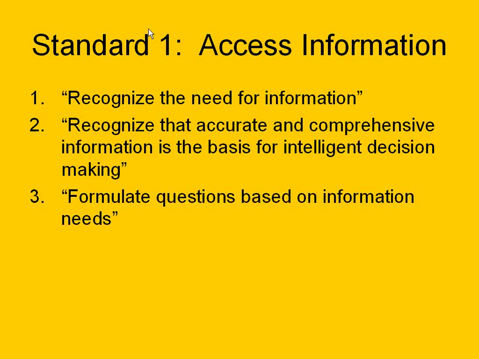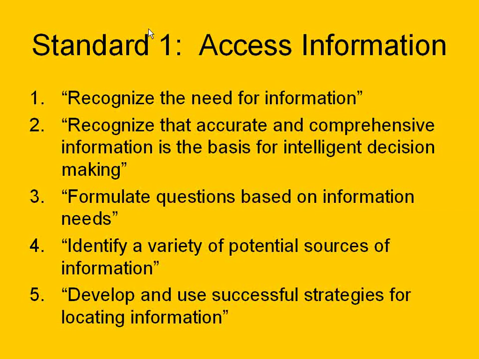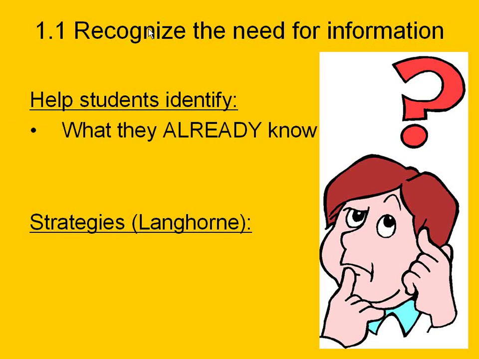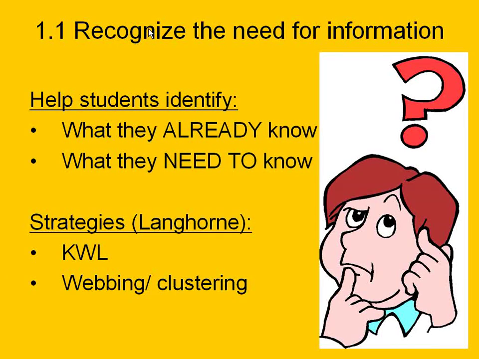The third indicator is to formulate questions based on information needs. They must also identify a variety of potential sources of information and develop and use successful strategies for locating information. To teach students to recognize the need for information, librarians should help students identify what they already know and what they need to know. They can do this by using a KWL, which is having students list what they know, what they want to know, and what they learned before and after researching, and by having students web or cluster, starting with one topic and branching off into subtopics.